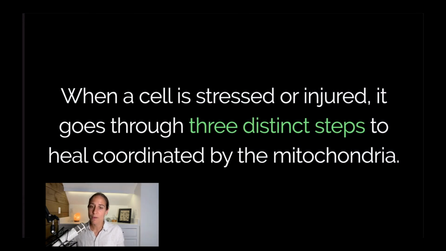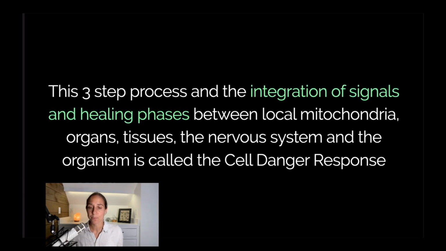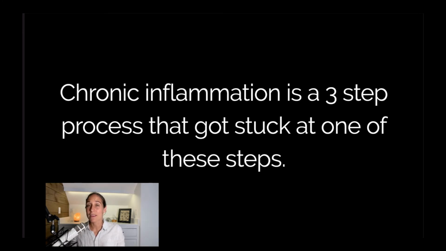So just as a little bit of a review, when a cell is stressed or injured or infected, it goes through 3 distinct steps to heal that are coordinated by our mitochondria. This 3-step process and the integration of signals and healing phases across different scales of life between local mitochondria, organs, tissues, the nervous system, and the organism, which is you, is called the cell danger response. And then chronic inflammation, which we've all heard so much about and is the cause of all chronic disease, is a 3-step process that got stuck at one of these steps. So depending on which step it gets stuck at, we'll really end up with different diseases and different symptoms.